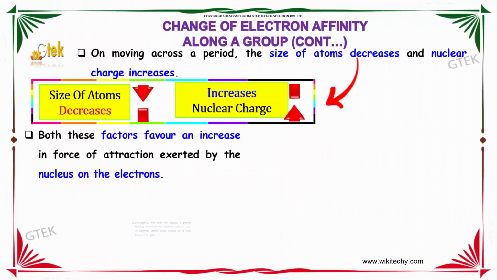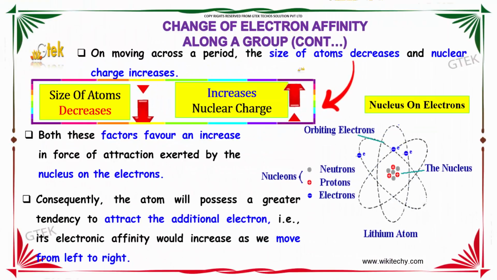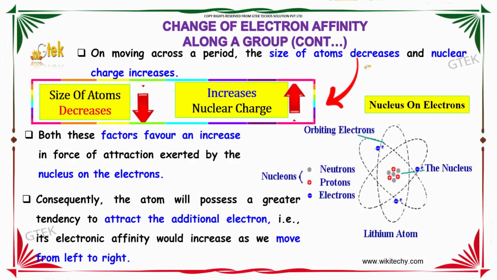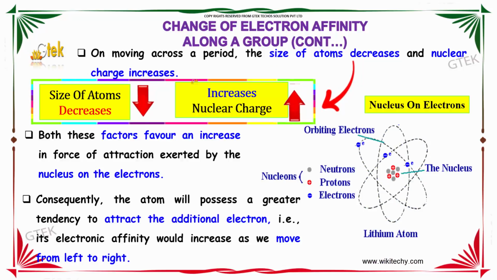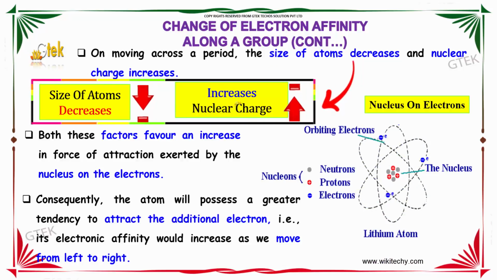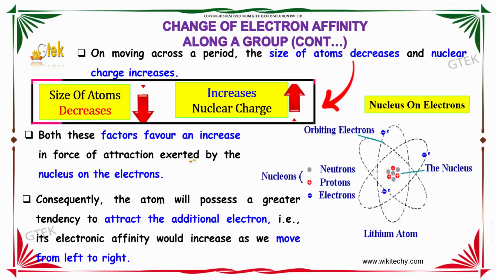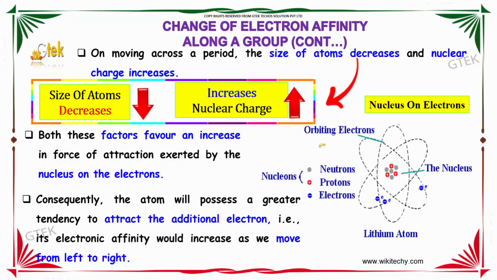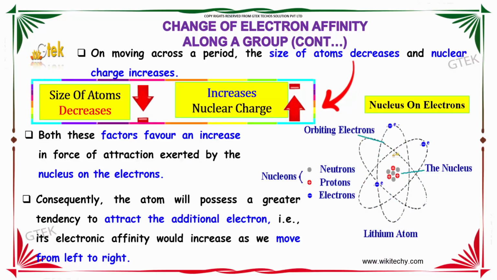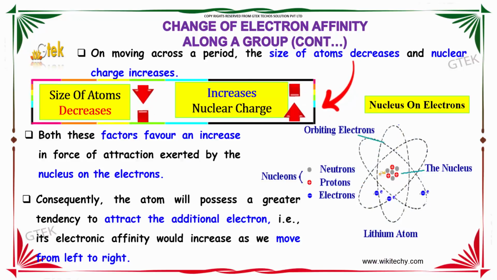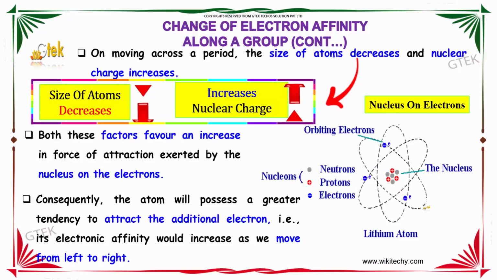On moving across a period, the size of the atom decreases and the nuclear charge increases. So the size of the atom decreases and the nuclear charge increases. Both these factors favor an increase in the force of attraction exerted by the nucleus on the electrons. Consequently, the atom will possess a greater tendency to attract additional electrons. Therefore, its electron affinity would increase as we move from left to right.